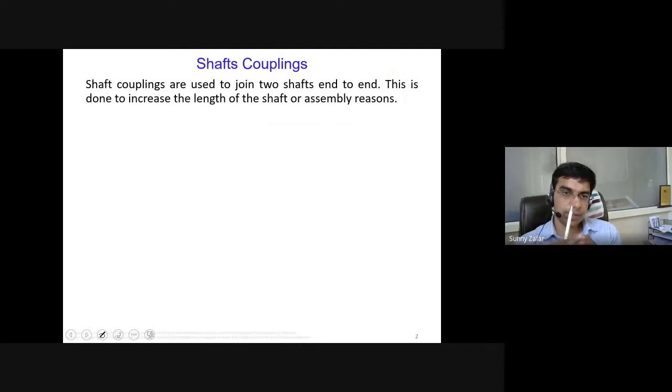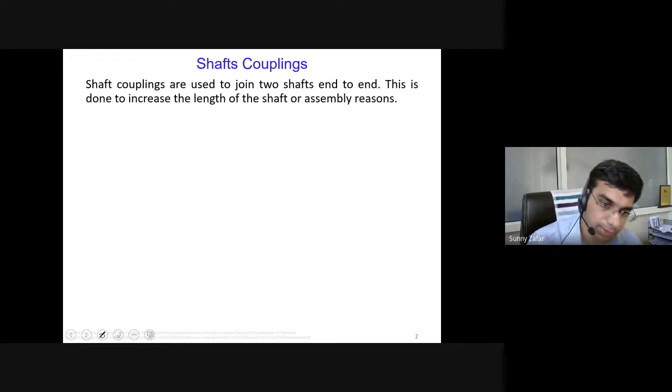So shaft couplings, these are used to join two shafts end to end. The reason for joining is essentially to increase the length of the shaft. It may be a case that the power transmission source may be quite at a distance compared to where it is needed.